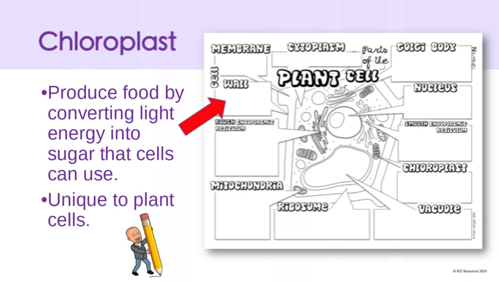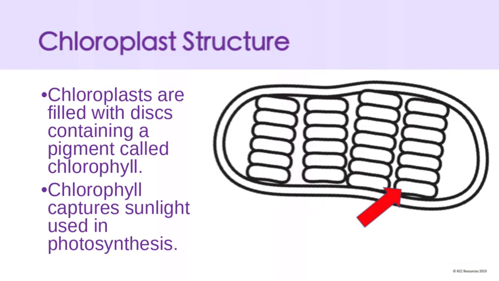Chloroplasts are filled with discs. They look like little stacked piles of nickels or dimes. And they're discs that contain a pigment called chlorophyll. And chlorophyll is what captures the sunlight to be used in photosynthesis. They've got kind of a green tint to them. So a lot of times in pictures, they'll get colored green because they're actually responsible for the plant's coloring, because they reflect green light.